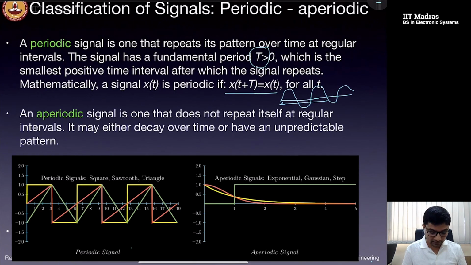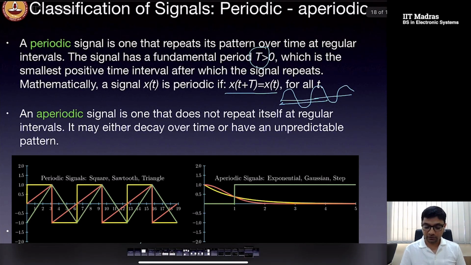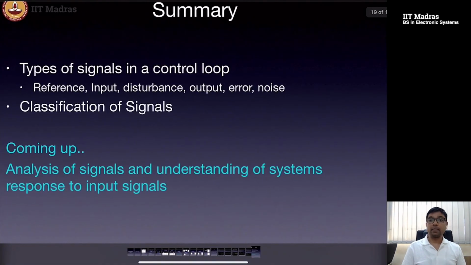Periodic signals, you can see there is a nice pattern. I have this square wave. There could be some kind of sawtooth formation, and so on. Of course, this we all know from our earlier courses.